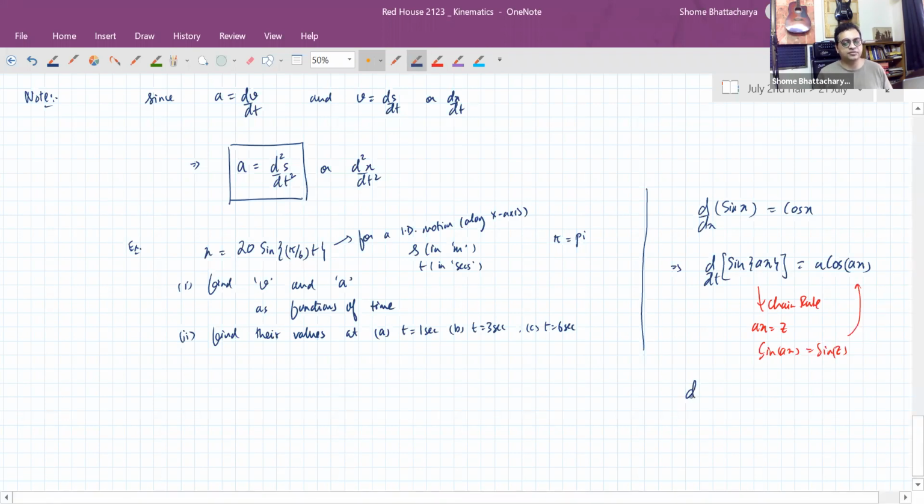So likewise, what will be the differentiation of sine of pi by 6 into t with respect to time? It will be pi by 6 into cos of pi by 6 t, because pi by 6 is a constant over here. That's how you'll get the first part.